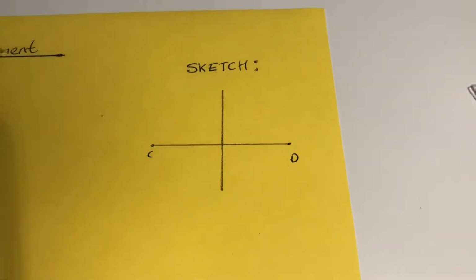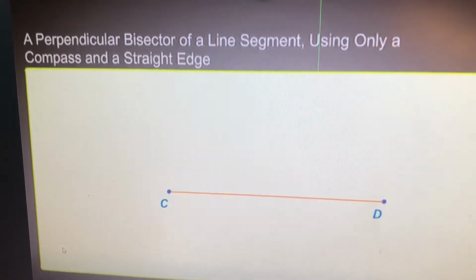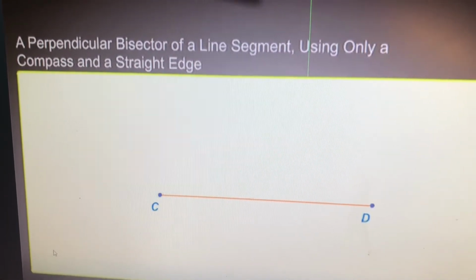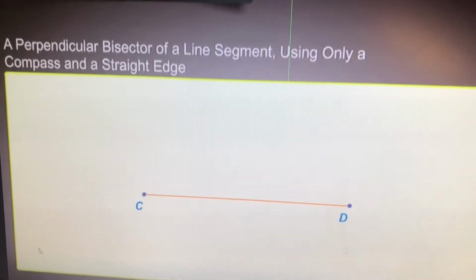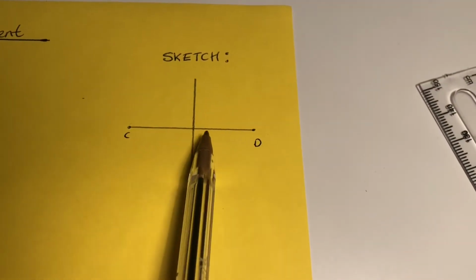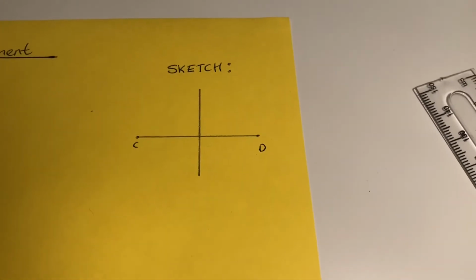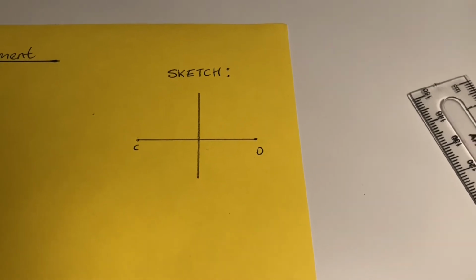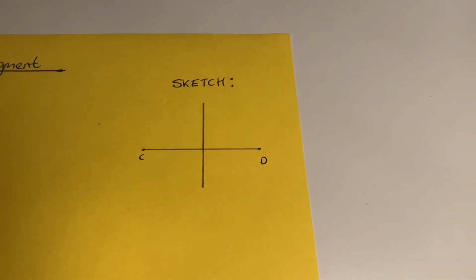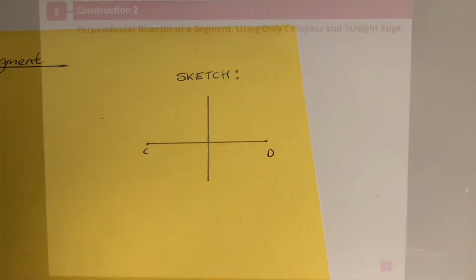Now what's really important to note is that we were asked to use just a compass and a straight edge. We weren't told a ruler, so we would be incorrect to measure our original line segment and then simply use a set square or protractor to draw 90 degrees at the middle point. That would not be a correct construction number 2. So we're going to be using a compass and a straight edge, which doesn't have to be a ruler. It could be the edge of your protractor, for example. And this is how we do it.